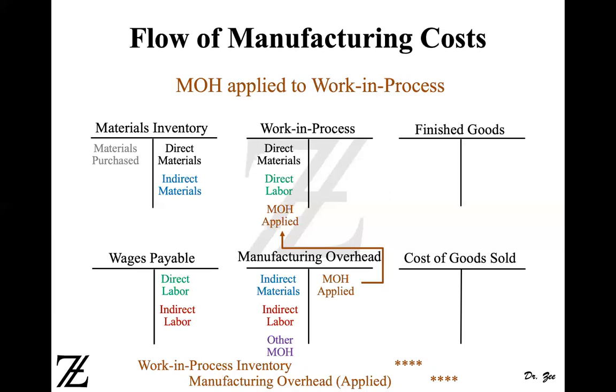So here we are applying manufacturing overhead based on a predetermined overhead rate, and the applied manufacturing overhead is transferred from your manufacturing overhead account to the work in process account. The work in process inventory in this case is debited as shown in the journal entry, and manufacturing overhead applied is credited in the journal entry.